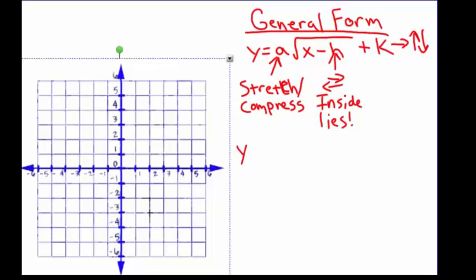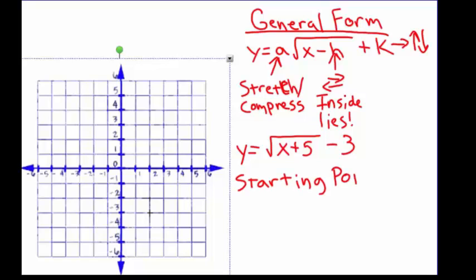So let's take a look at a problem here and just make sure we get the idea. We should be getting really good at this stuff. So we have the square root of x plus 5 minus 3. That means we need to go backwards 5 and down 3 to get to our starting point. Remember, we can't have negatives under the radical, so this changes our domain.